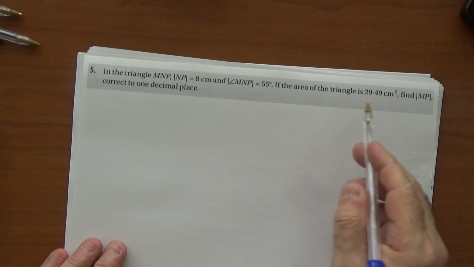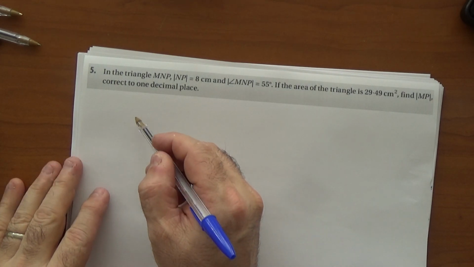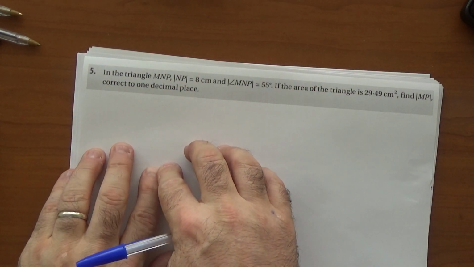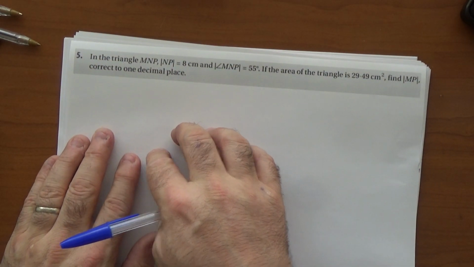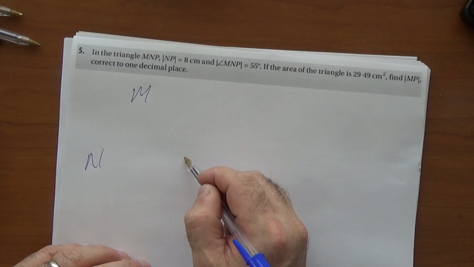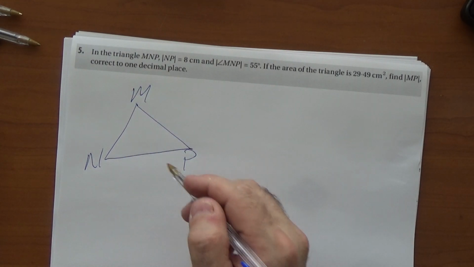Okay, the area is fine, MP correct to one decimal place. So let's model away here and see what we're talking about. We don't really know the picture. We've got data. Let's draw a picture, albeit not particularly to scale or anything. Just get a generic triangle drawn.